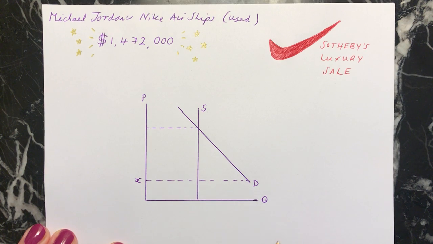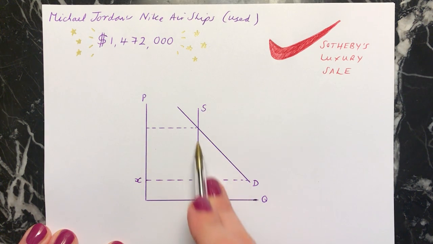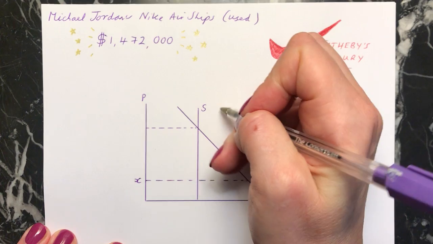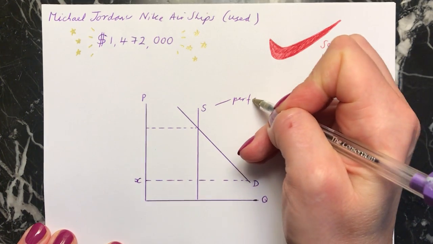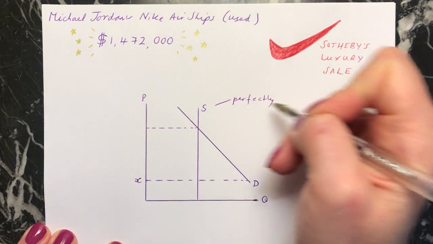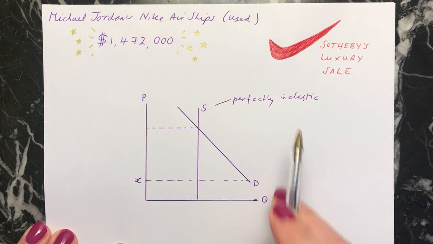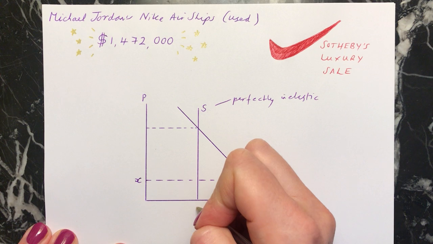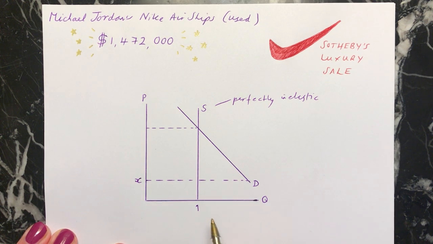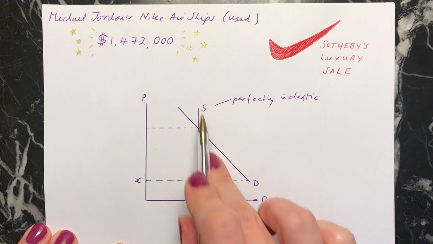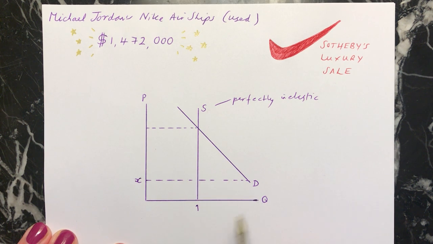Before I go any further, you'll have noticed here that our supply curve is perfectly inelastic. That means that it's vertical, completely vertical. The reason for that is that there's only one pair of these shoes. So it doesn't matter what price is paid, there's only one pair of shoes that's available. So it's perfectly inelastic.